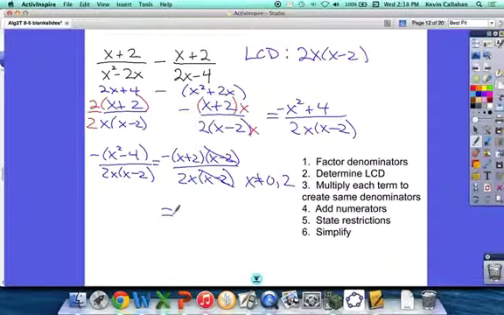So this thing simplifies as negative x plus 2 divided by 2x. Or you could distribute the negative, call it negative x minus 2. That's fine.